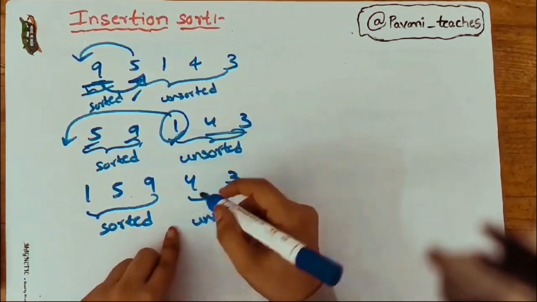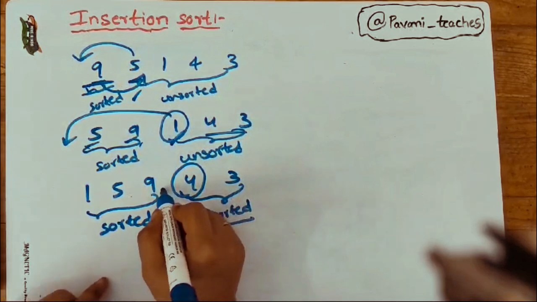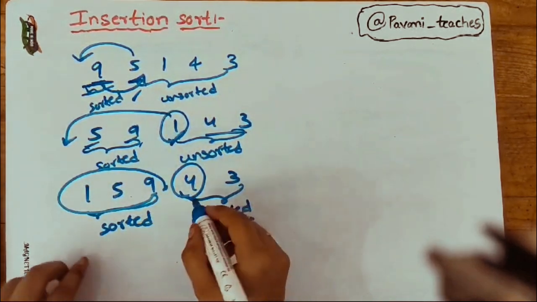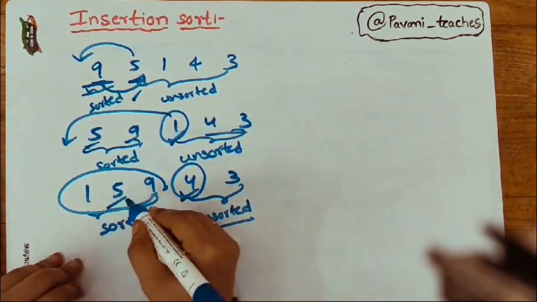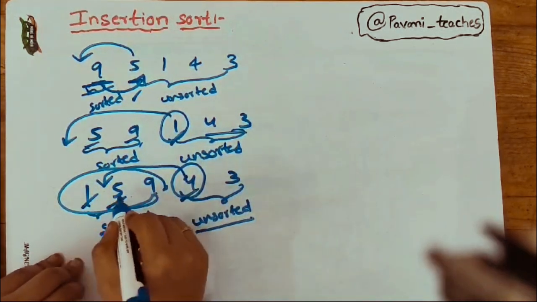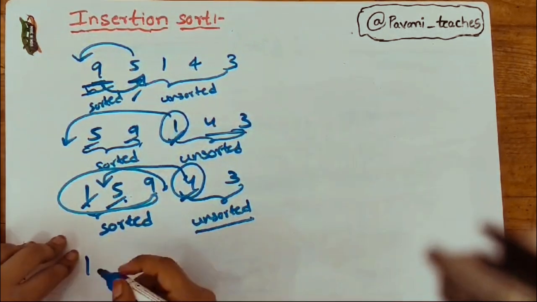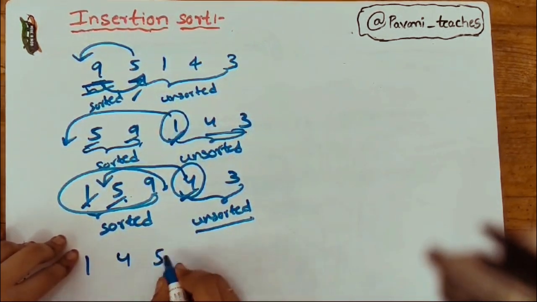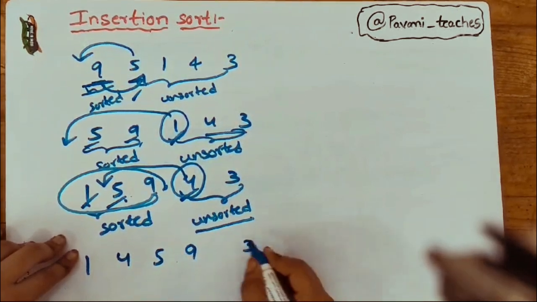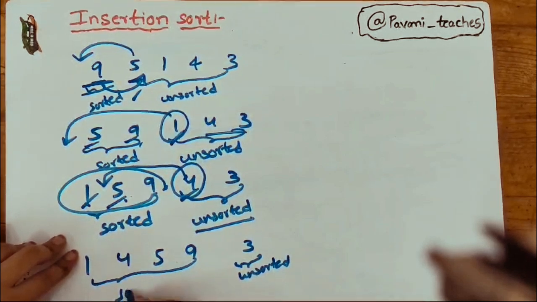Now we have to compare the first element in the unsorted array with these three elements. We know that this 4 is less than 5 and greater than 1. It should be placed in between 1 and 5. Now the new sorted array will be 1, 4, 5, 9 and 3 as unsorted. This is left unsorted and this will be sorted.